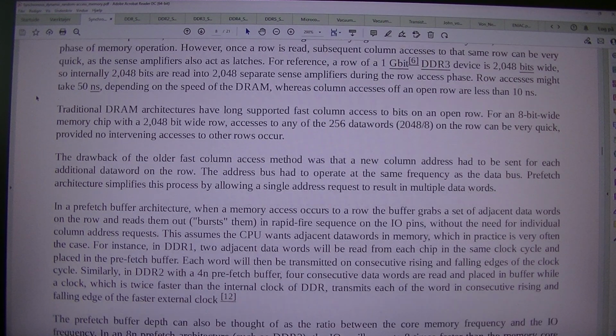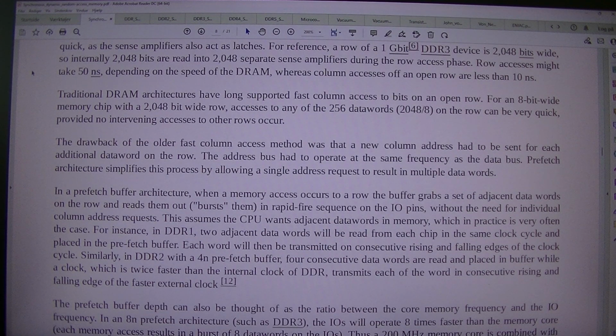Row accesses might take 50 ns, depending on the speed of the DRAM, whereas column accesses to an open row are less than 10 ns. Traditional DRAM architectures have long supported fast column access to bits on an open row. For an 8-bit wide memory chip with a 2048-bit wide row, accesses to any of the 256 data words, 2048/8, on the row can be very quick provided no intervening accesses to other rows occur.